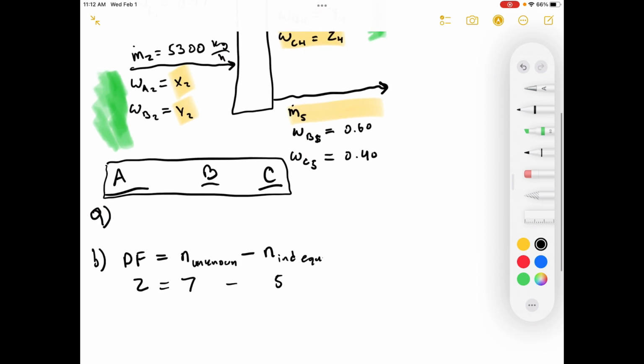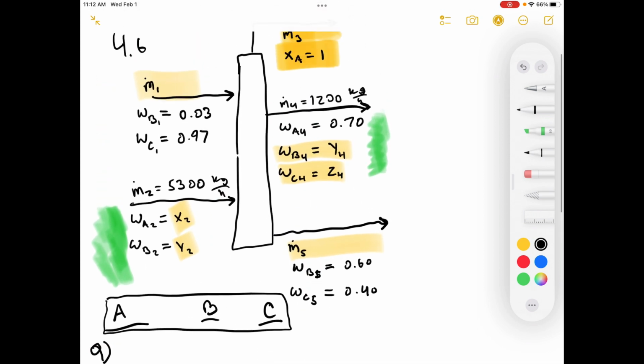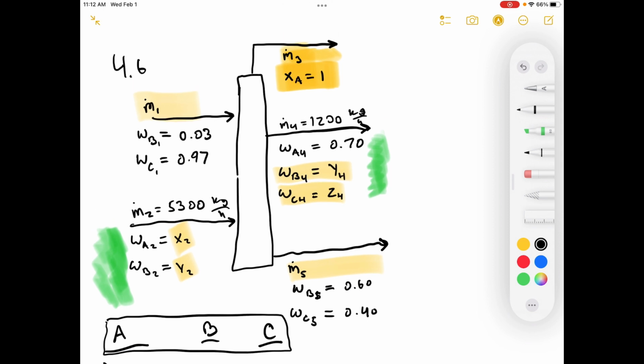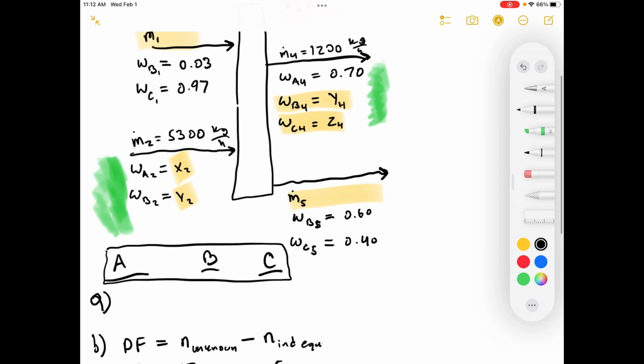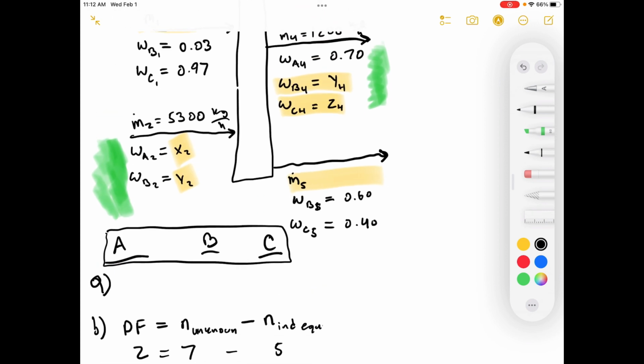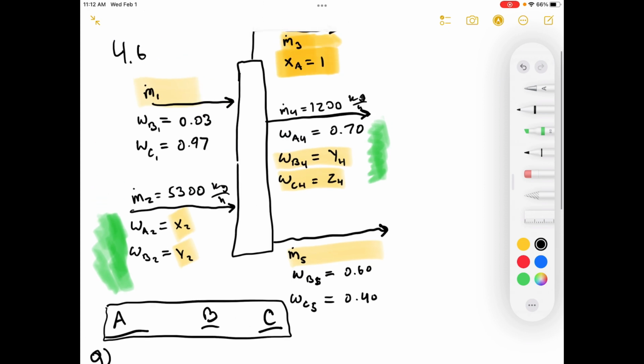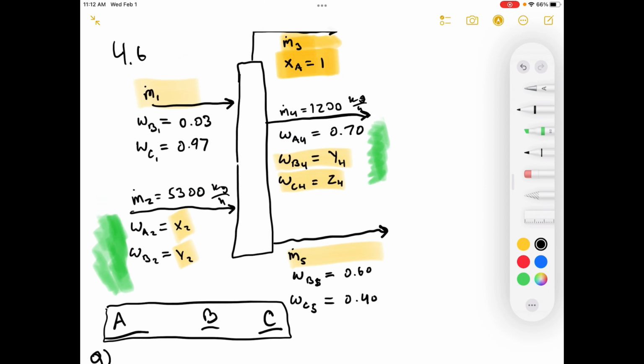Okay, which means that the problem is not fully specified. So we can't calculate what goes in and goes out of this column without assigning a certain number to other parts of it.